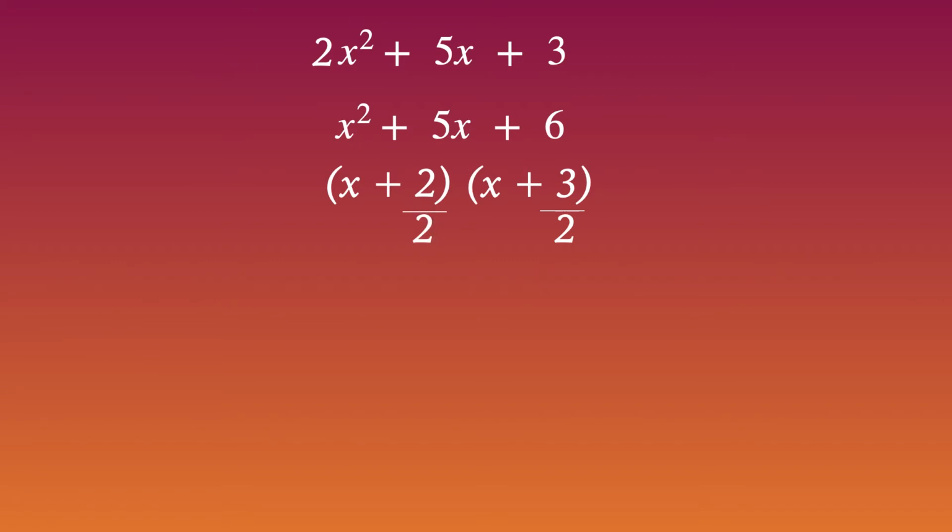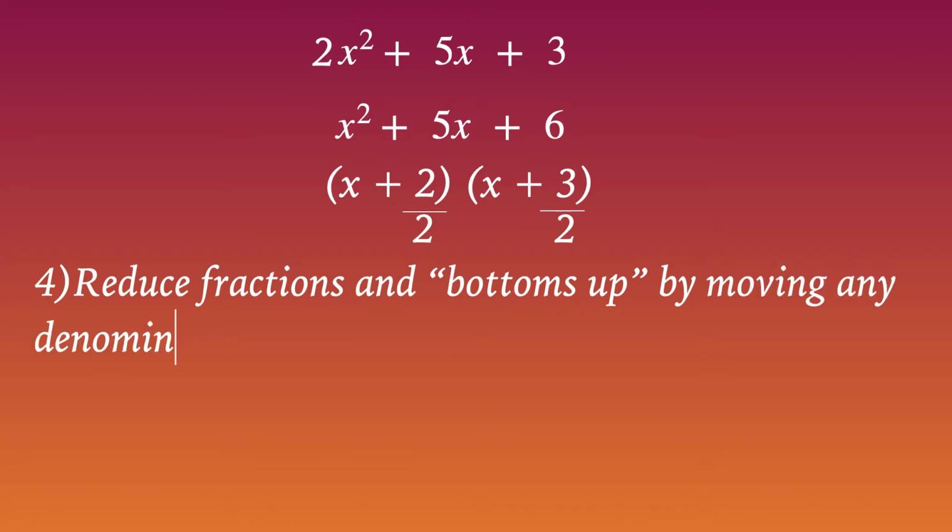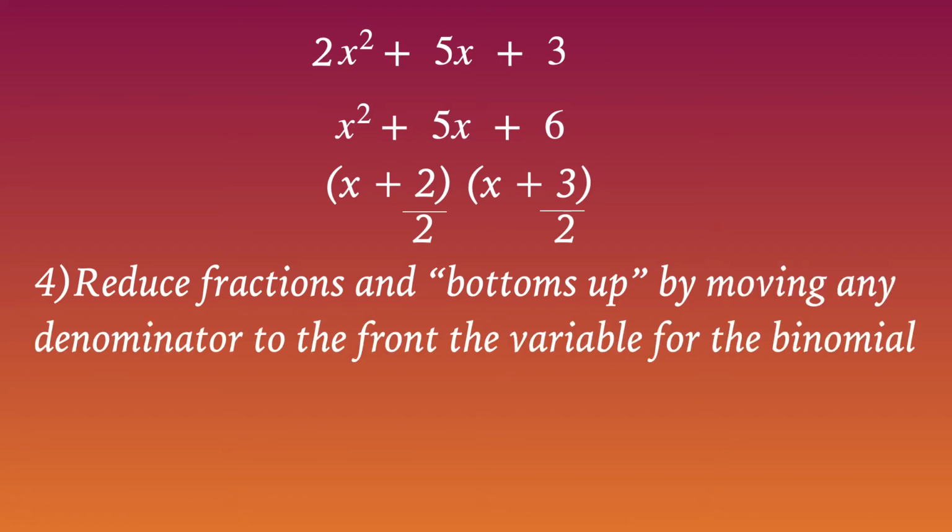All right, step number 4. Reduce the fractions and then bottoms up by moving any denominator to the front variable or the front of the variable for the binomial. So let's look at the one on the left, and so I have 2 divided by 2, which is 1, so I'm left there with x plus 1. And then on the one on the right, I have 3 halves. Well, I can't do anything with that, so I'm going to bottoms up. I'm going to bring that 2 in front of the x, and now I have 2x plus 3.